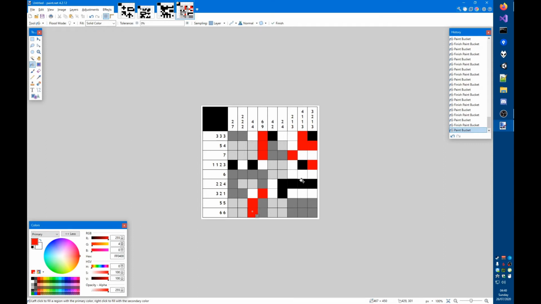Let's see, 2, 2, 4. These could be reds or blacks, but they can't both be black. Oh, wait a second. This is a 9. 2, 4, 6, 8, 9. So this can actually accommodate only 1 black. As soon as we have a black in here, the rest has to be red. Otherwise, it would be smaller than 9.